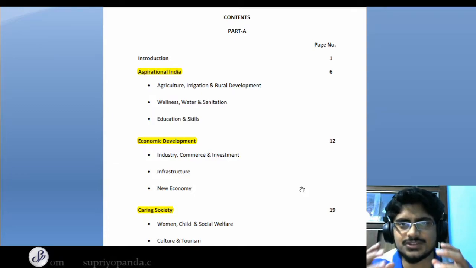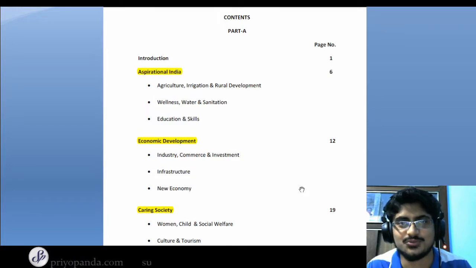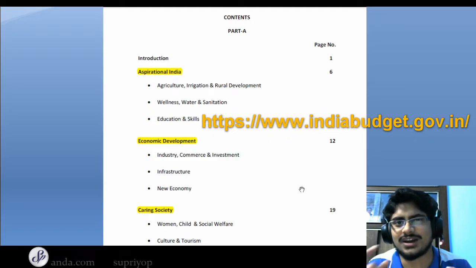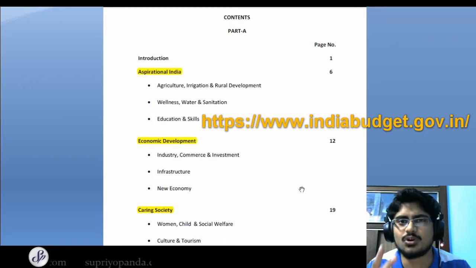So what's the best strategy to cover the Union Budget 2020? Well, you have to start at the source. And what is the source? It is the website indiabudget.gov.in. So when you go to that website, you will be seeing two important things. One is the full budget speech, and the second one is the budget highlights.